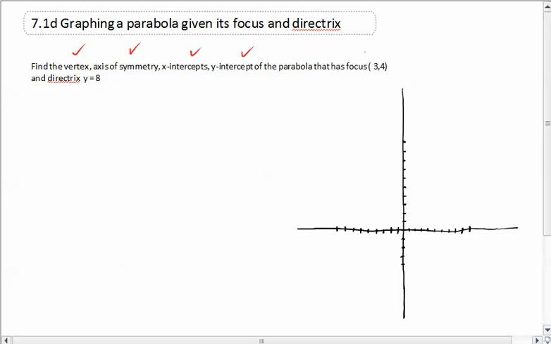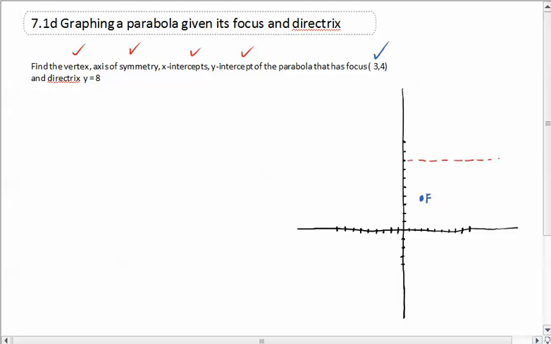So I'm going to go ahead and put the focus on, and that's at 3, 4. So over 3, up 4 looks like about right there. 1, 2, 3, 4, 1, 2, 3, there's my focus. Okay, check. Now we're going to put the directrix on there, and the directrix is at y equals 8. So that's 4, 5, 6, 7, and 8. So here's my directrix, and it's a line.